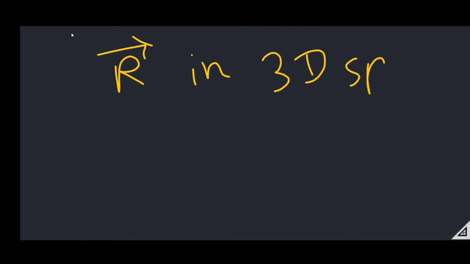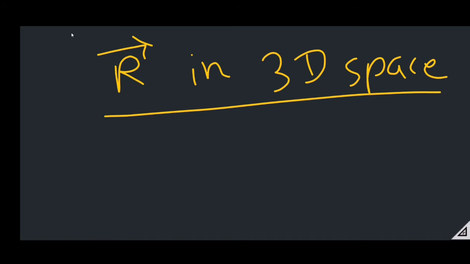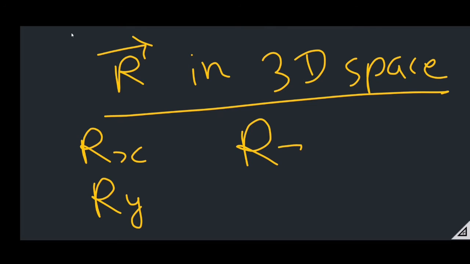For example, suppose we have an R vector in 3D space. It can have three components. One component is along the x-axis, written Rx, another is along the y-axis, written Ry, and another is along the z-axis, written Rz. So there are two components of a vector in the rectangular plane, but in 3D space a vector has three components.